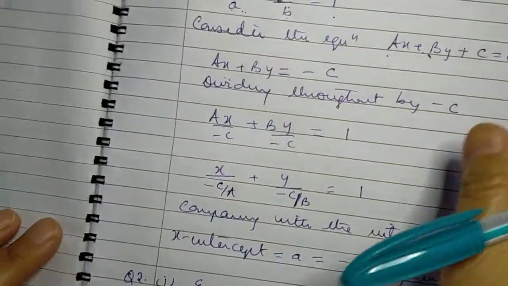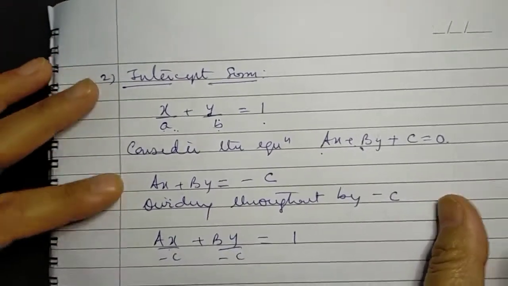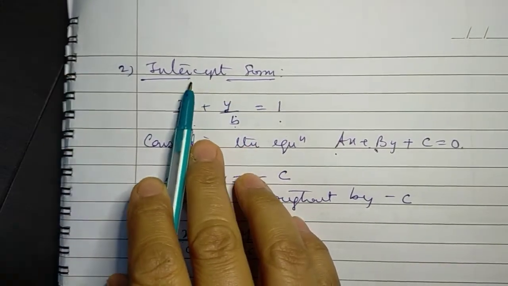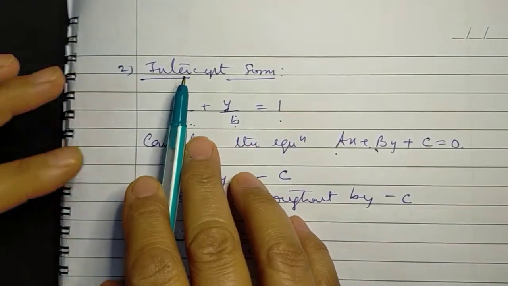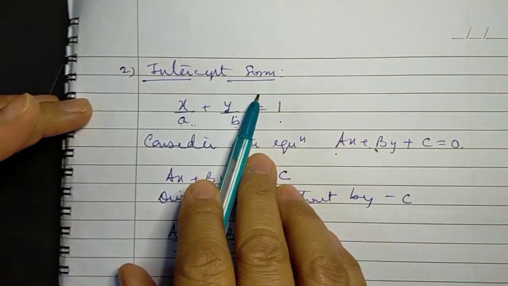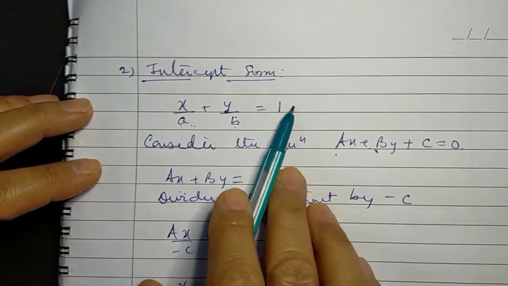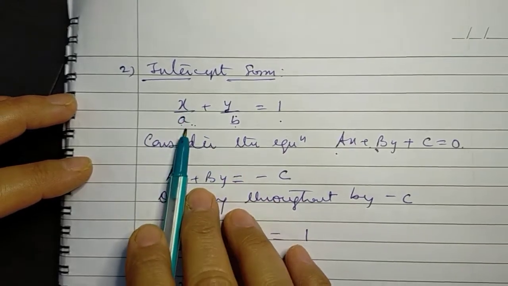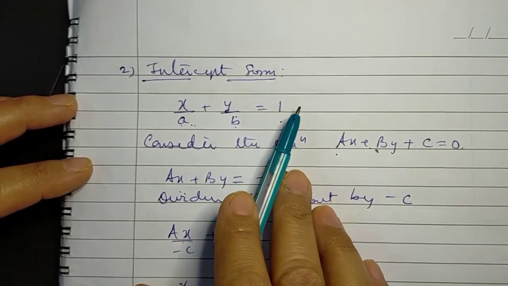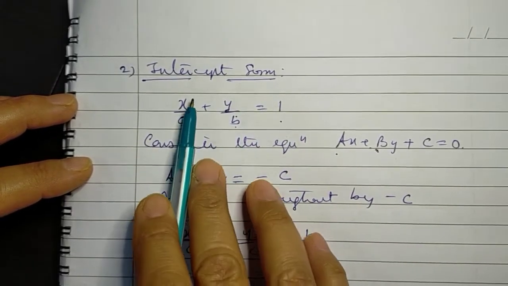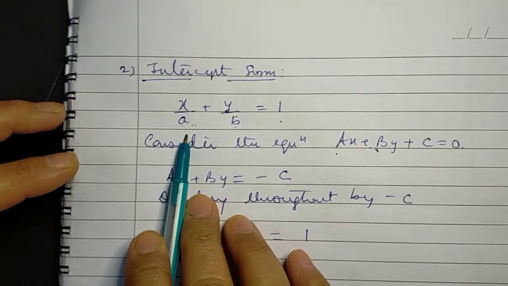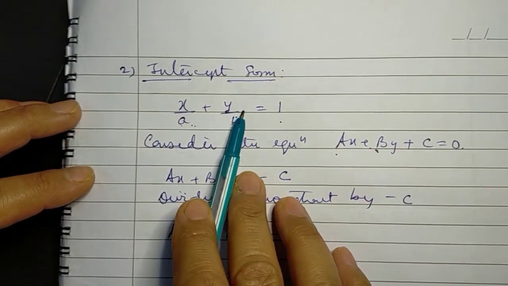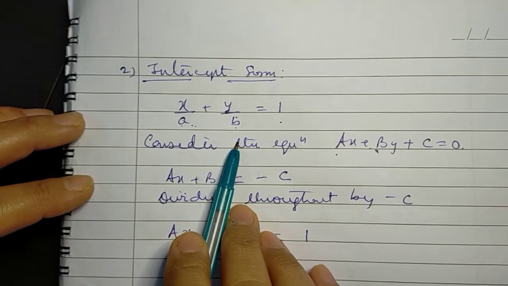Now, let us take up the next form, which is the intercept form. That is, converting the general equation into the intercept form. We know that the intercept form of the equation of a line is x upon a plus y upon b equal to 1, where a, the denominator of x, is the x-intercept and the denominator of y is the y-intercept.